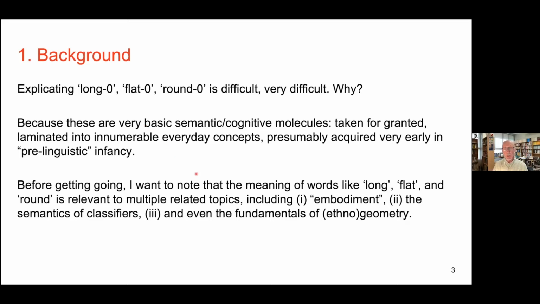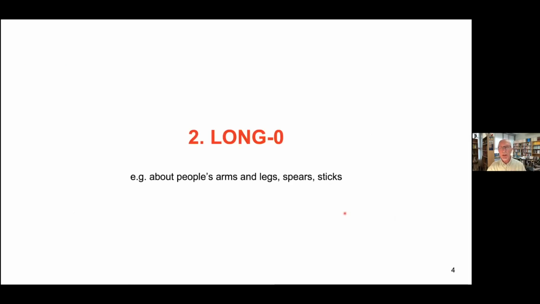I also want to note at the beginning, because this may help the general interest of the talk, that meanings of long, round, and flat are relevant to lots of other topics in linguistics and cognitive semantics, including questions of embodiment, issues about the semantics of classifiers in languages like Chinese or Thai, and even the fundamentals of ethnogeometry. But all that will have to wait for the discussion section.